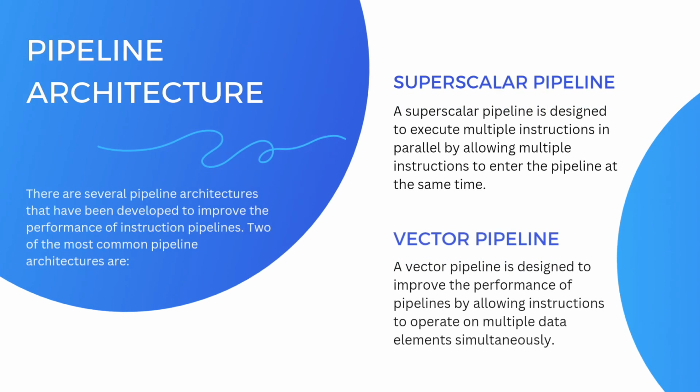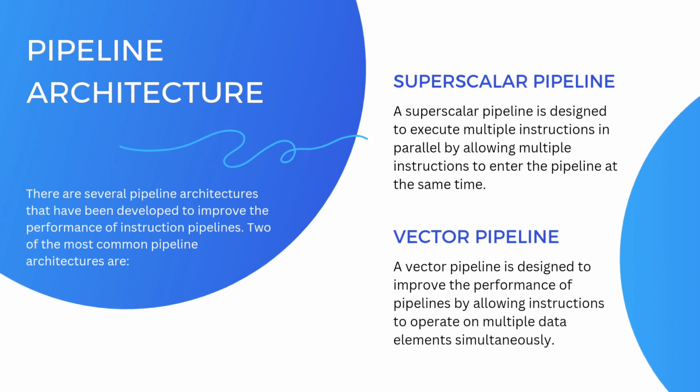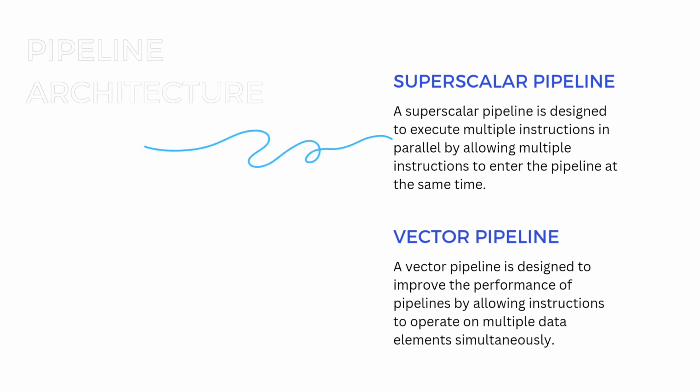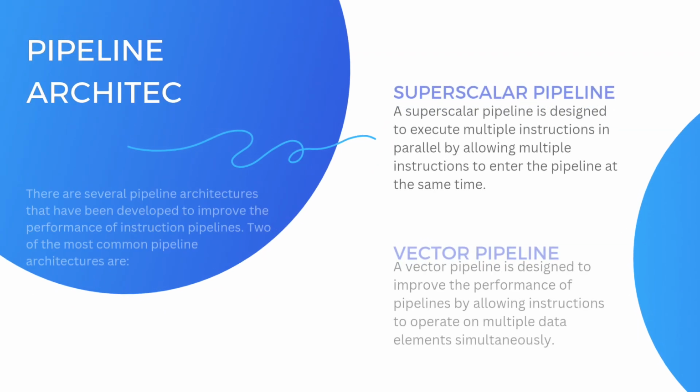Now we come to the superscalar pipeline. A superscalar pipeline is designed to execute multiple instructions in parallel by allowing multiple instructions to enter the pipeline at the same time. And now the second one is the vector pipeline. A vector pipeline is designed to improve the performance of pipelines by allowing instructions to operate on multiple data elements simultaneously.